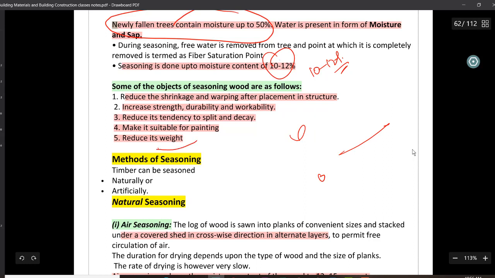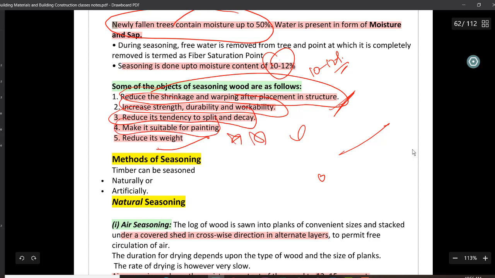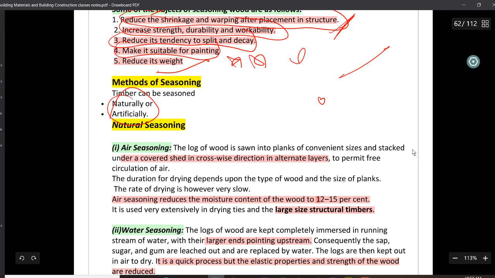So it reduces the weight. Not only that, it has a lot of advantages: it reduces the shrinkage and warping after placement in structure, increases strength, durability and workability, reduces the tendency to split and decay, and makes it suitable for painting. All these additional advantages are there when it comes to seasoning of wood. That's why seasoning is very important. We can do it naturally or artificially.